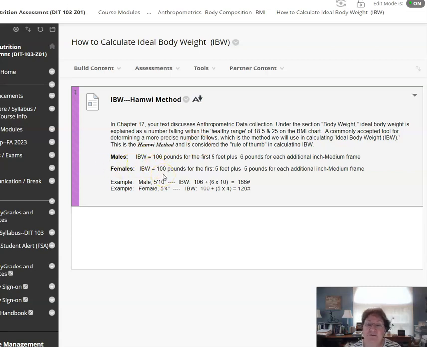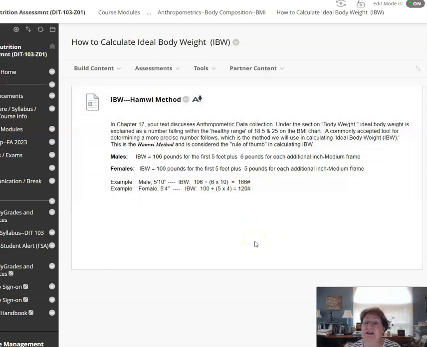All right, for males, this is different. Instead of starting at 100 pounds like we do for the girls, we start at 106 pounds for the first 5 feet, and then we add 6 pounds for each additional inch. So for our example, a male that is 5 foot 10 inches tall, we again start off with 106, and they are 10 inches over 5 foot. Multiply that 10 inches times 6, that's 60 pounds. Add that to our 106. That means our ideal body weight is 166 pounds.